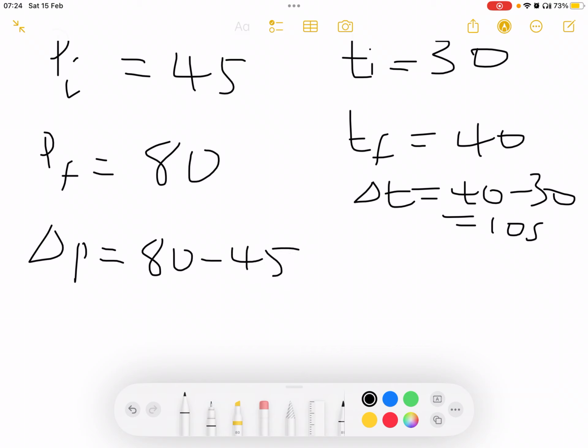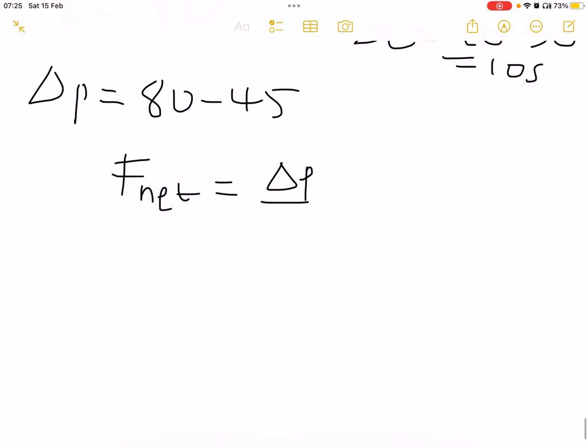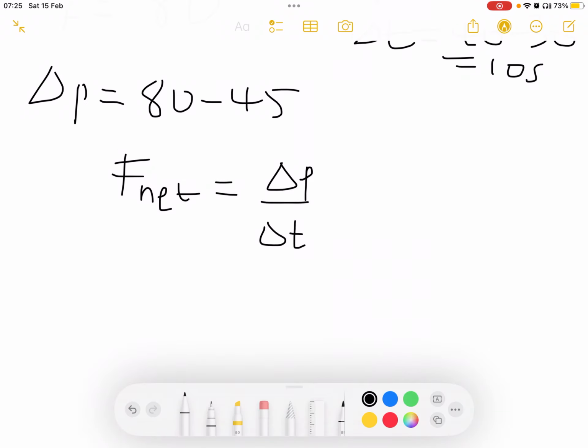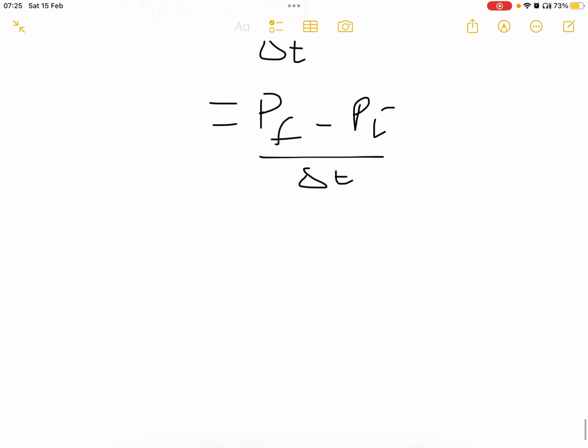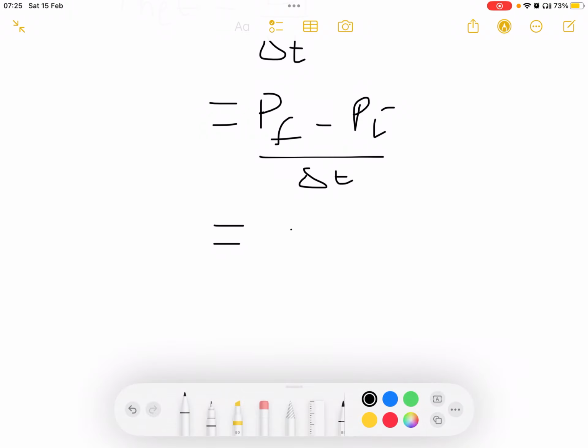Now, a formula that combines these, the impulse-momentum theorem, or F net is equal to delta P over delta T. So we'll go with F net is equal to delta P over delta T. Now, this is just P final minus P initial over delta T. And we have found that this is equal to 35 over 10, which is equal to 3.5 newtons.